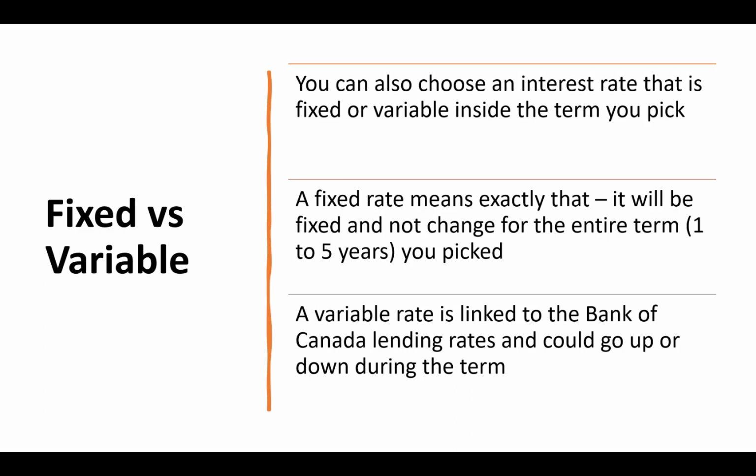You can choose a variable rate, which is also usually on a 5-year term. So that means for the next 5 years, your interest rate is variable and linked to the Bank of Canada lending rates. It could go up or down, depending what the Bank of Canada decides to do during those 5 years. Now, a lender is obligated to tell you if they're changing their interest rate based on the Bank of Canada lending rates during that term.